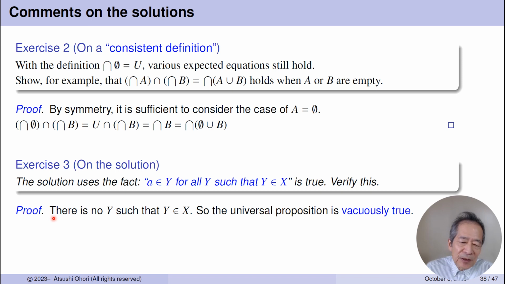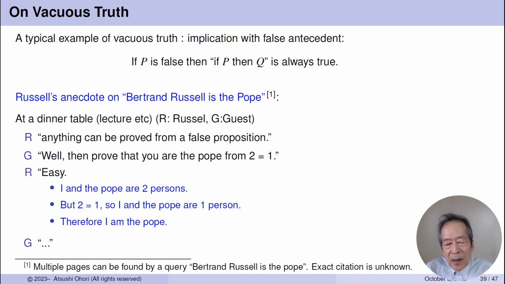The proof is simply this. There is no y such that y is in x. So this is a universal proposition, and the universal proposition is vacuously true. So this is the end of this proof. Actually, the rationale of making the second comment is to explain the notion of vacuous truth. The logical reasoning I presented is that any universal proposition on the empty set is vacuously true.